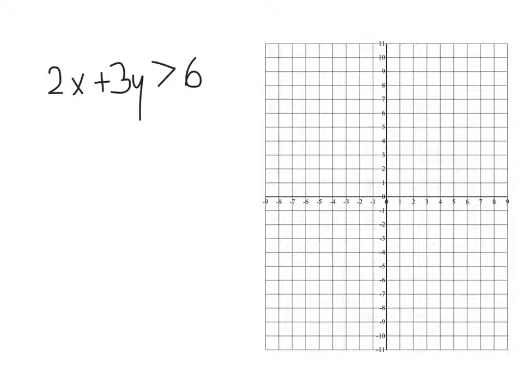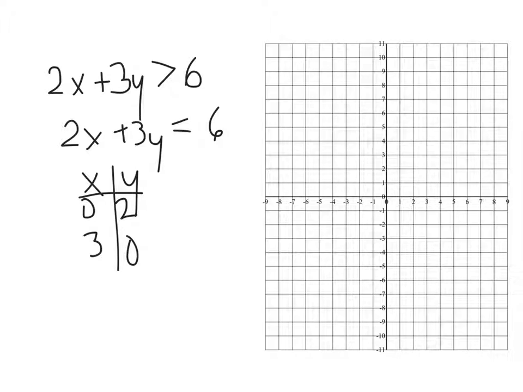So here's another linear inequality. 2x plus 3y is greater than 6. Again, first step, write it as an equation. Second step, solve the equation however you can. And I'm going to come up using intercepts. So when x is 0 and when y is 0. So when x is 0, y is 2. When y is 0, x is 3.